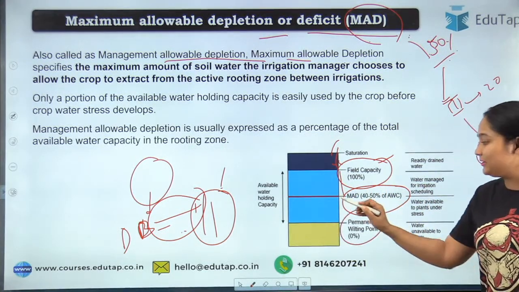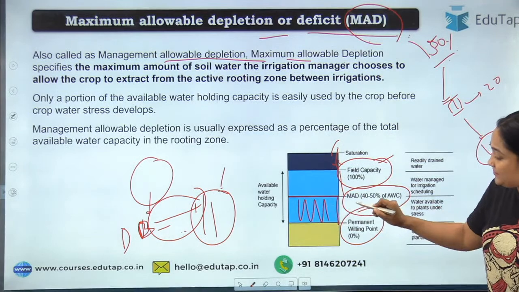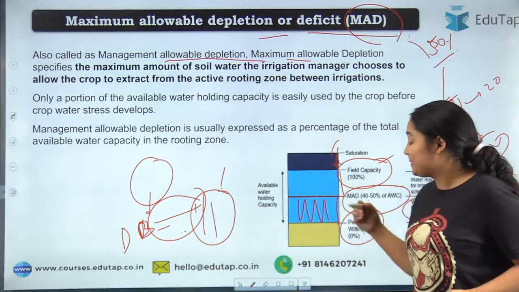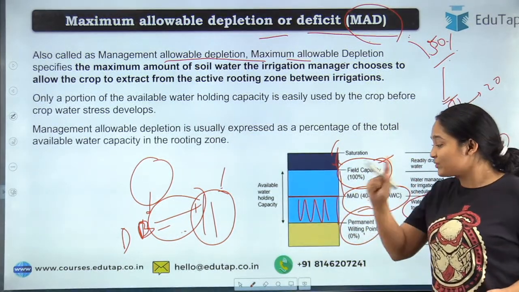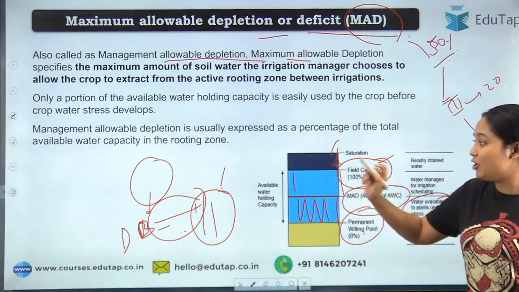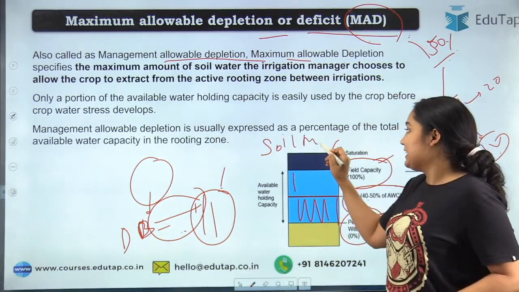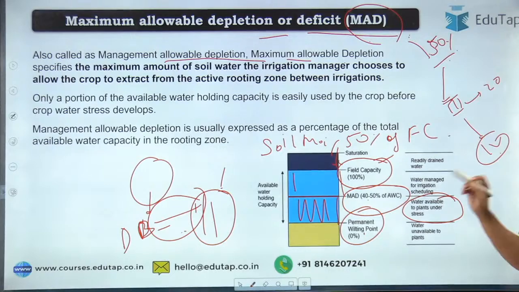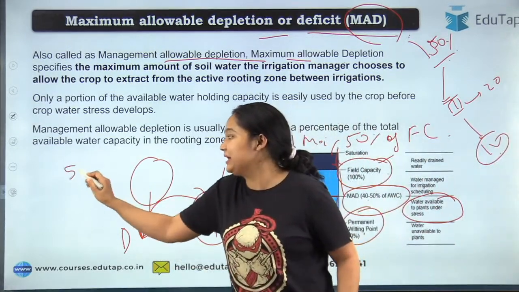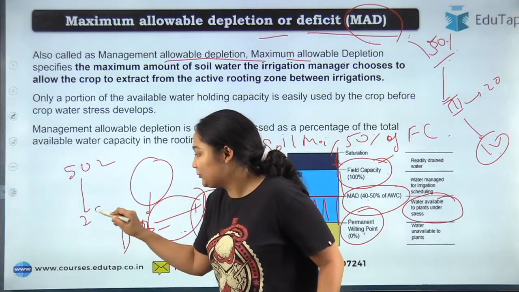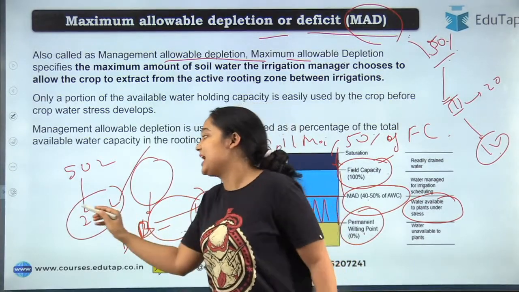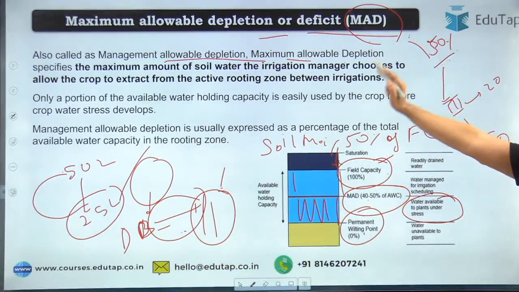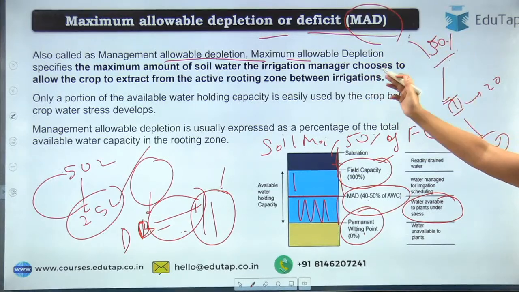You won't wait till it reaches 0%, because when your plant is between 0% and 40%, it is already under stress. The water is available, but the plant has to do extra work to absorb that water. Let's say 50 liter is the field capacity of your field. You will wait until the moisture becomes 25 liter, then provide irrigation and again put it to 50 liter. That is the concept of MAD, maximum allowable depletion or deficit, or management allowable deficit.